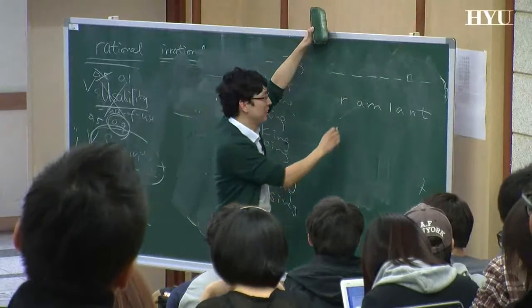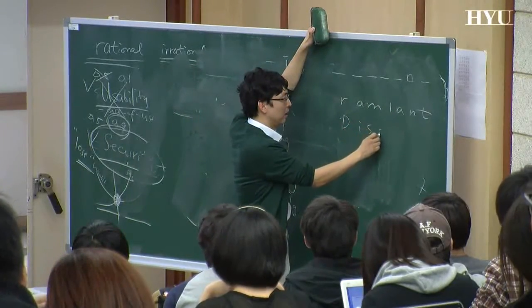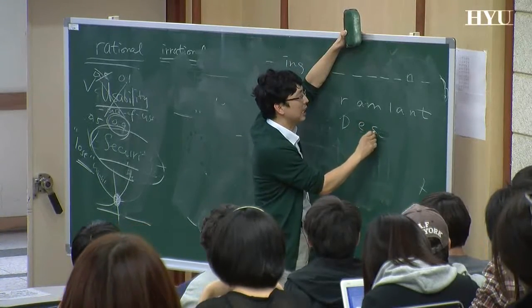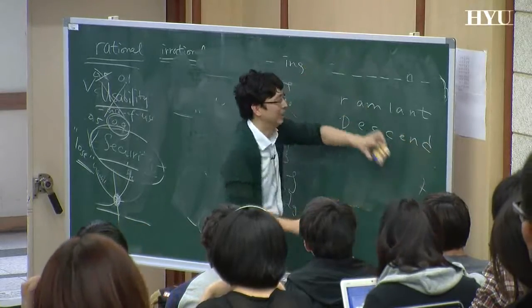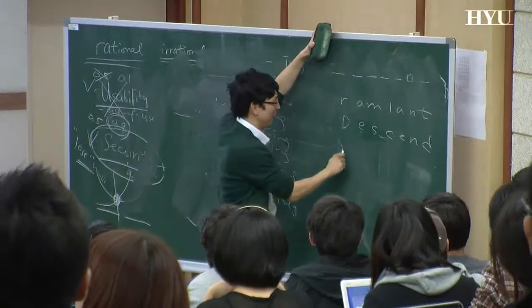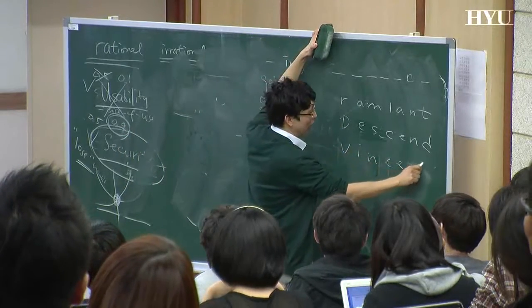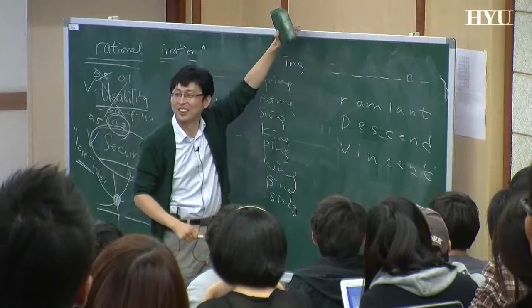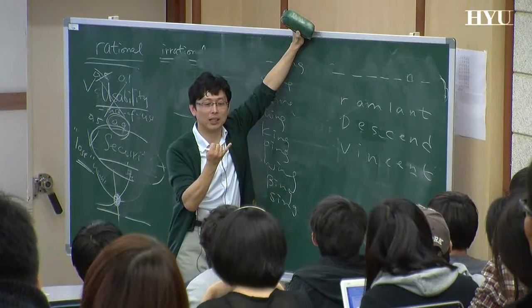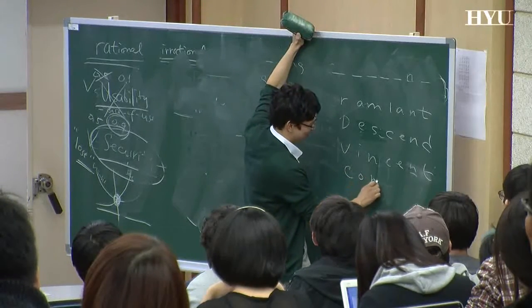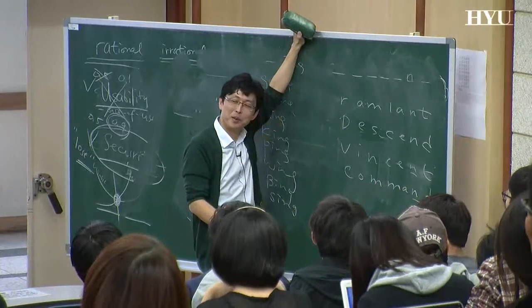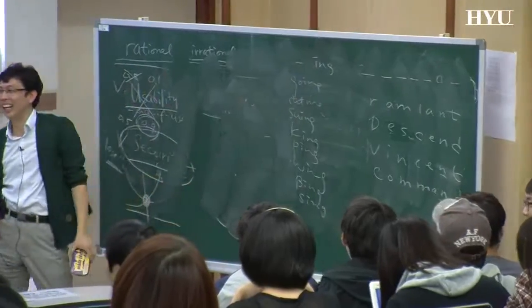Descent. Descent means? Oh, END. Okay. That's right. Descend. Okay. Oh, good. Vincent. B-I-N. Oh, yes. Vincent. Command. C-O-M-M-A-N-D. Oh. No ing.